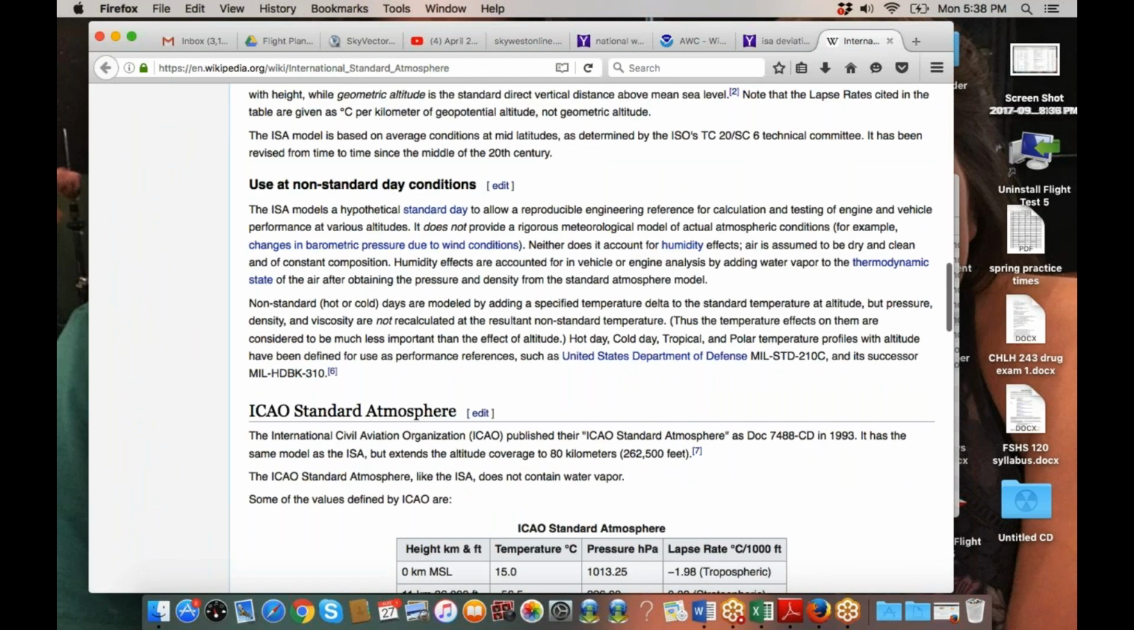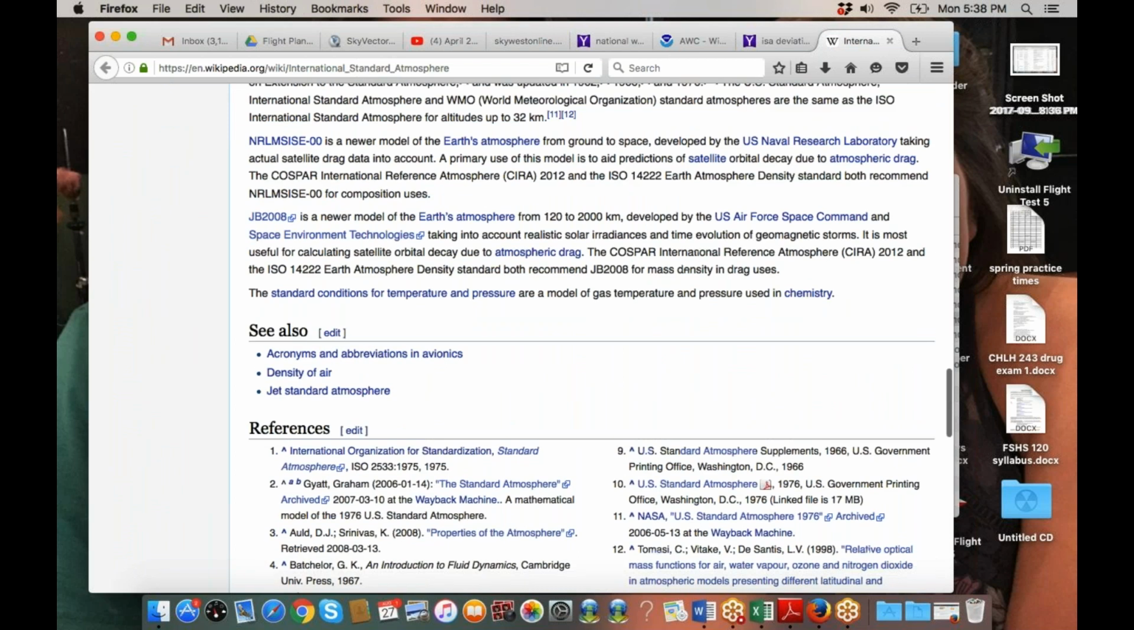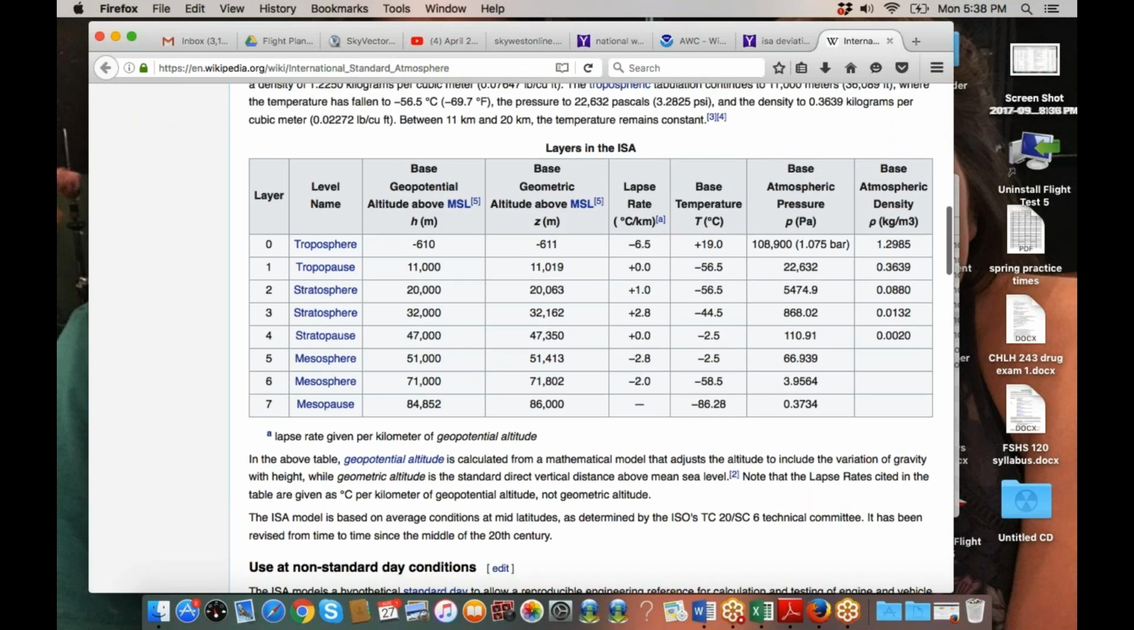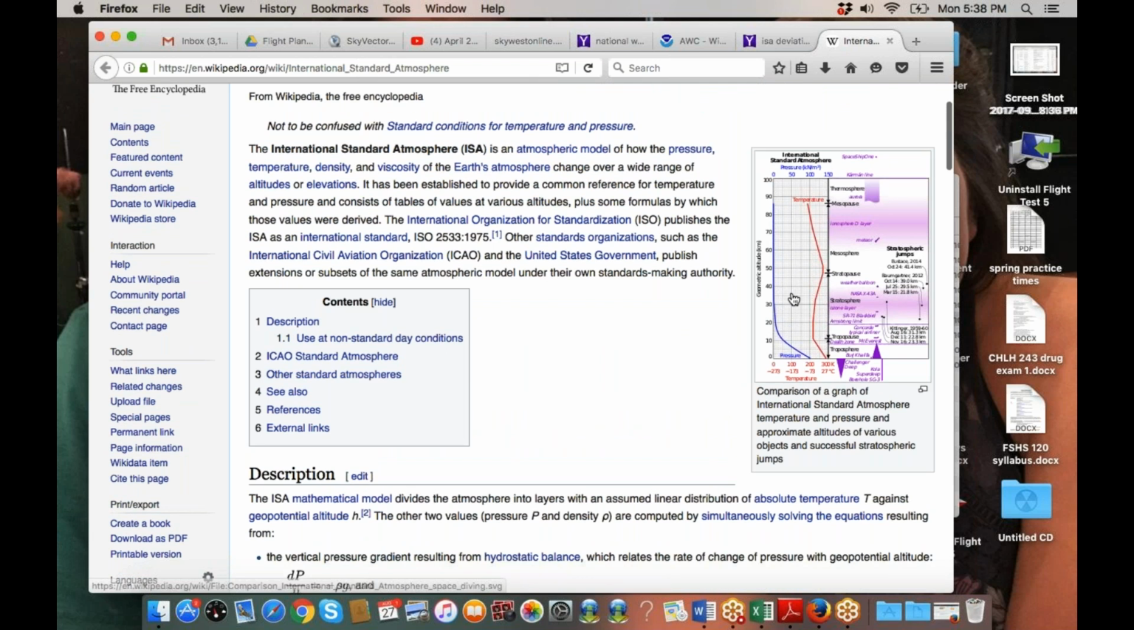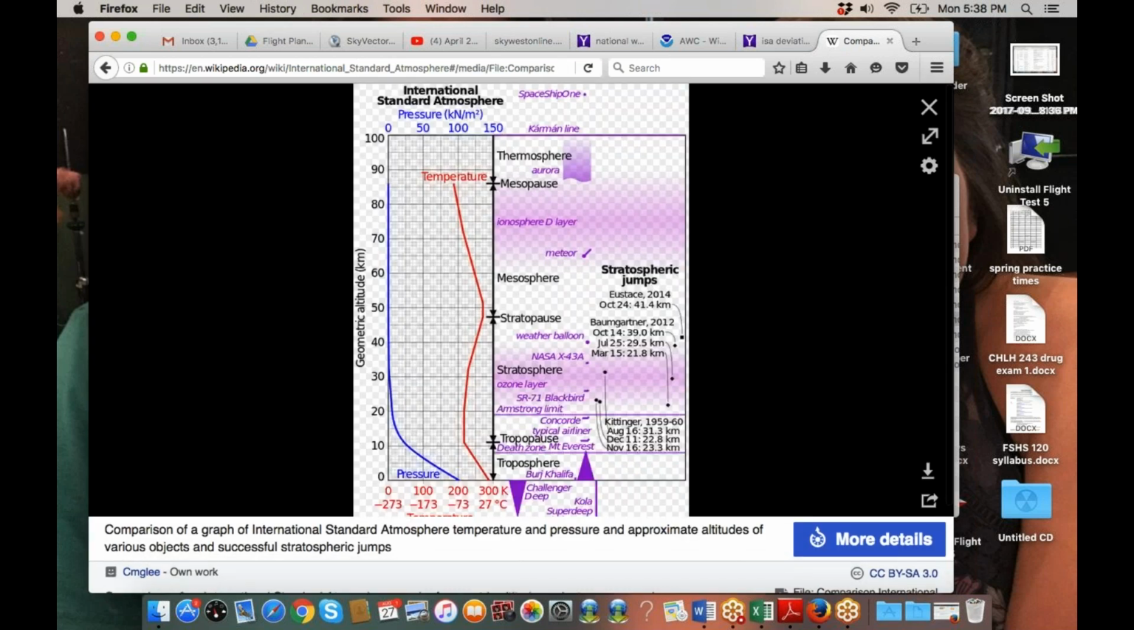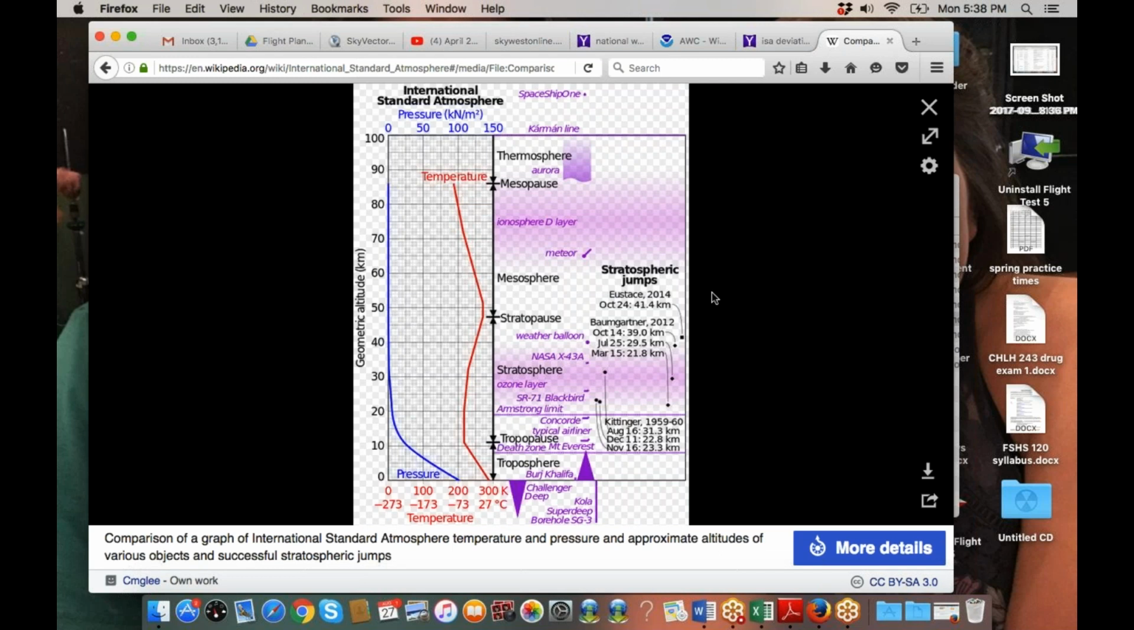Wikipedia's got to have something. Wow, striking out.